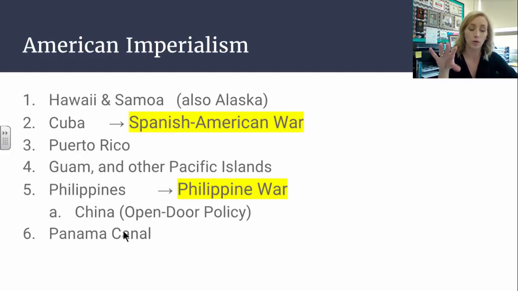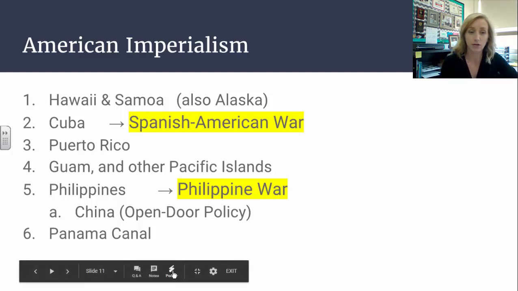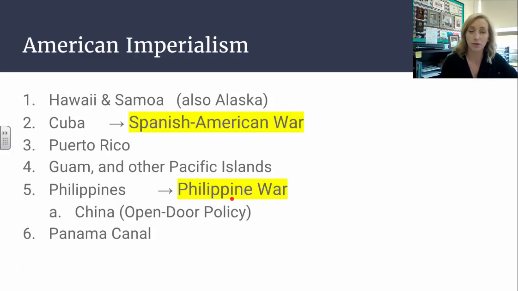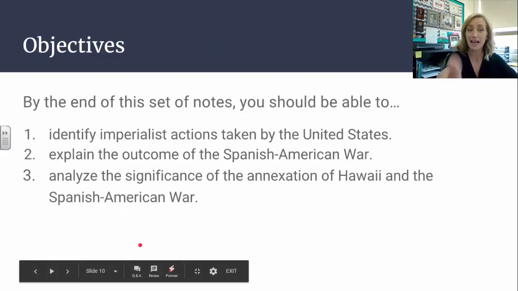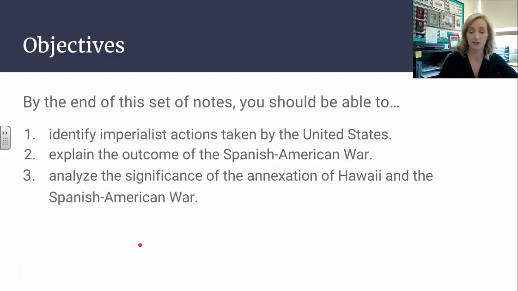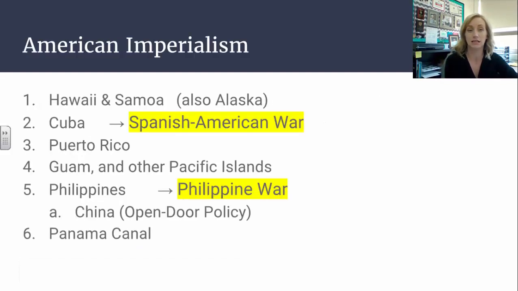Now, you have quite a few guided readings that you're working on now, and each one of these topics, give or take like Puerto Rico and Guam, you have a guided reading that touches on these topics that I've listed here for you. But we're going to talk about Hawaii, the Spanish-American War, Philippine War with the open door policy, and the Panama Canal. So each of these being examples of American imperialism. And again, that's our objective for this note, and that you have to know these examples.